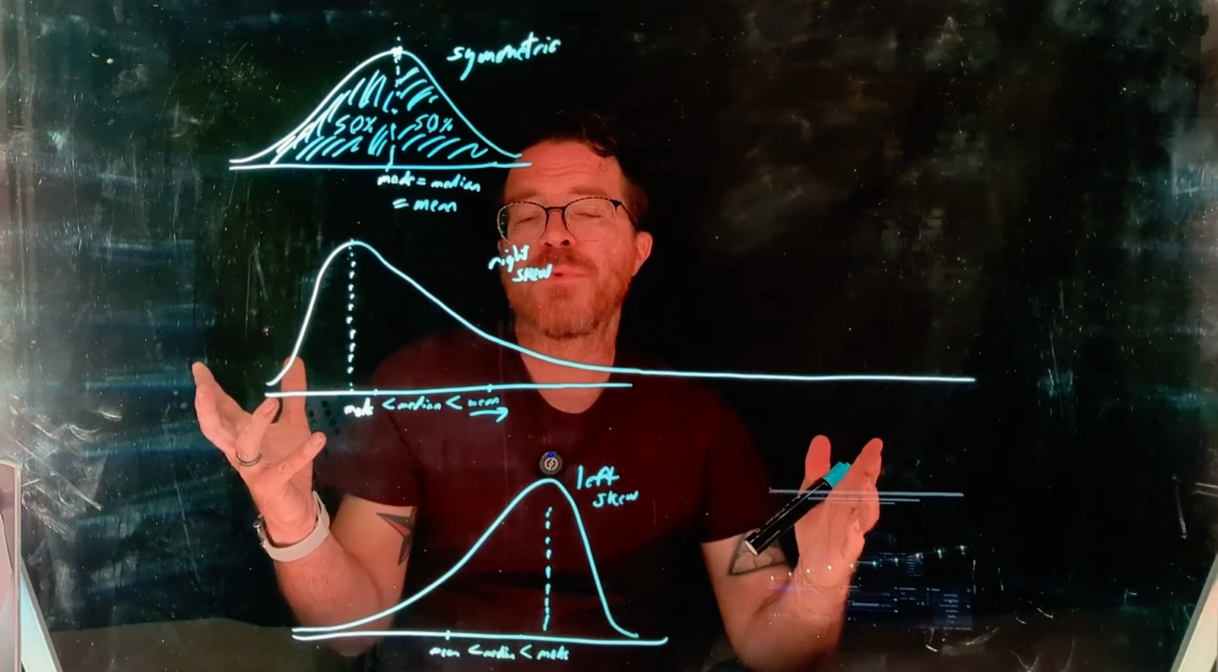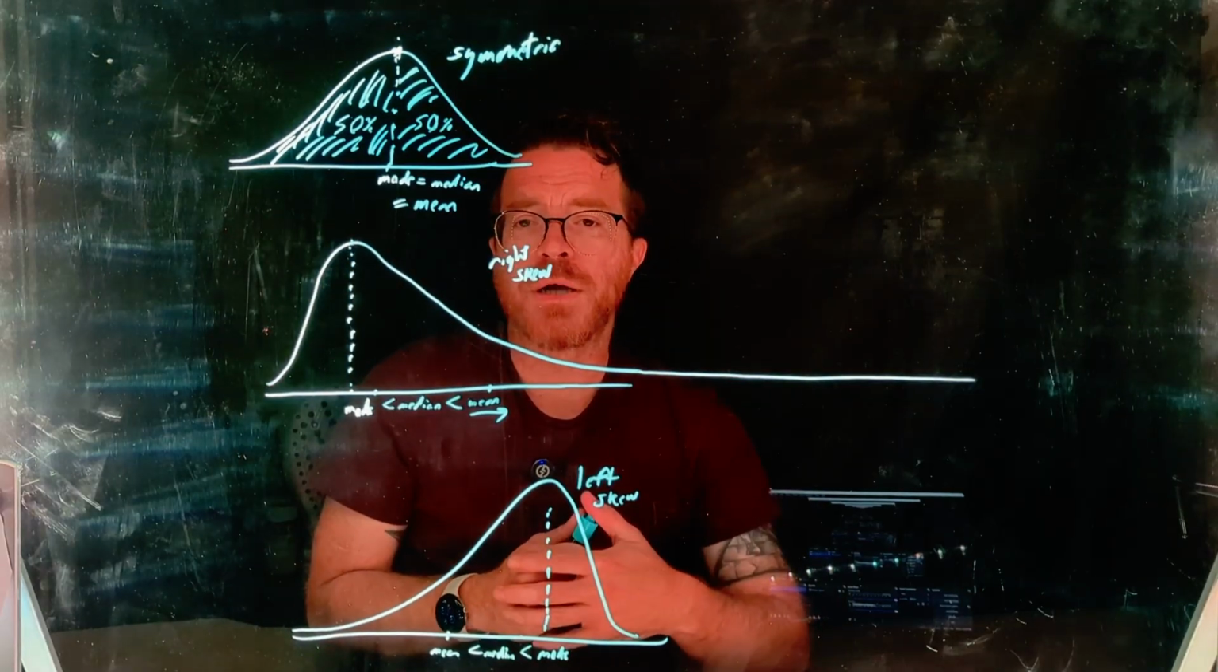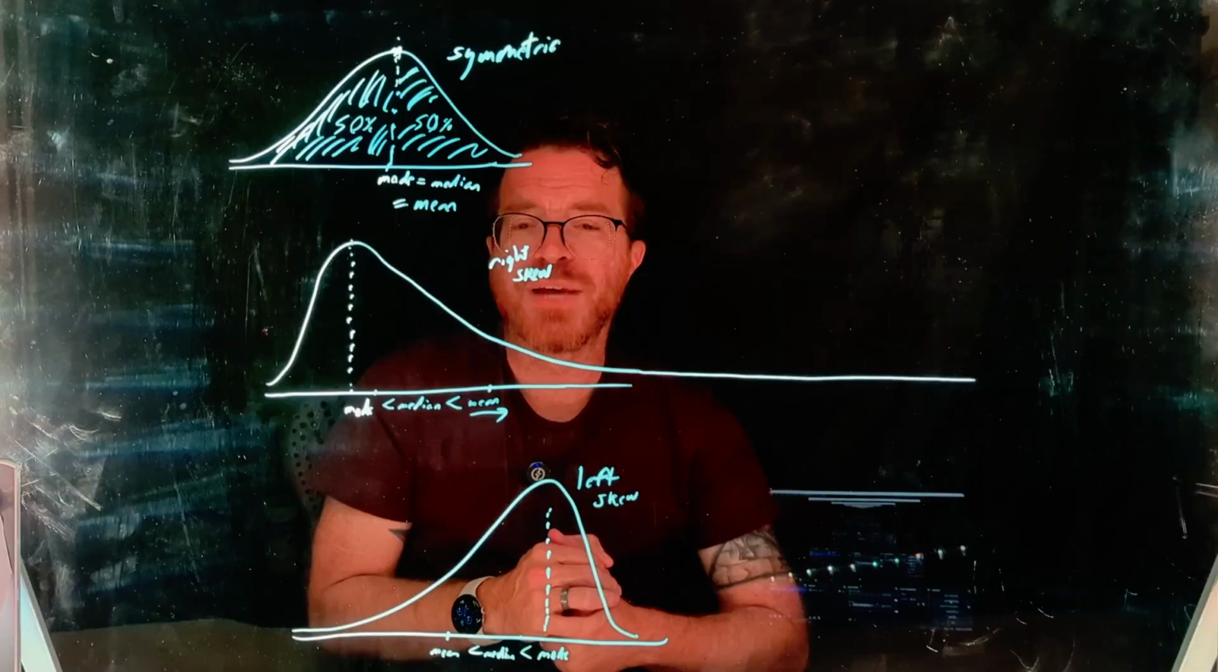So that is it for section 2.3. When we go on to 2.4, we'll be focusing on methods of calculating variation in different ways.